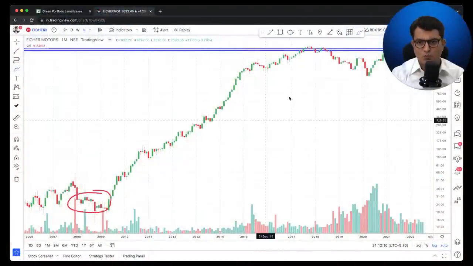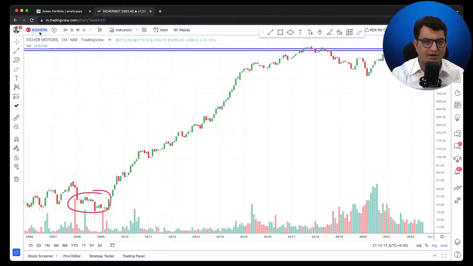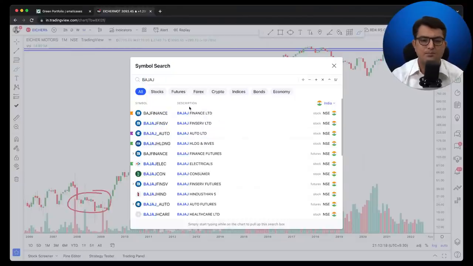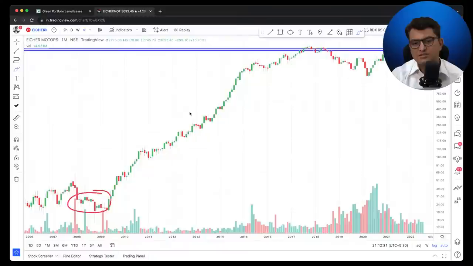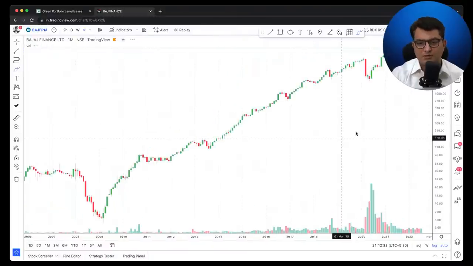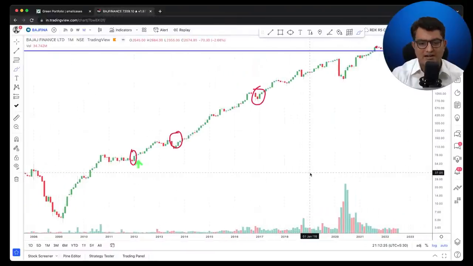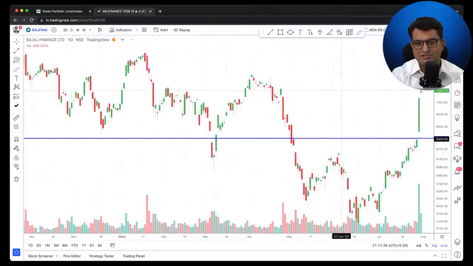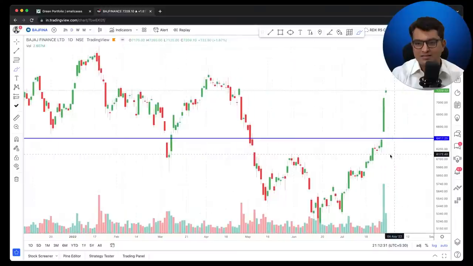So let me show you one example around it, right? Let's take some recent company, right? So let's say Bajaj Finance. If you see Bajaj Finance, whenever it started growing, it showed a lot of price volume action in its journey, right? Even recently there were good results out of it. You can see there was a spike in the price and a spike in the volume.